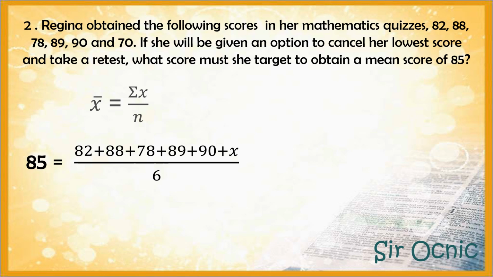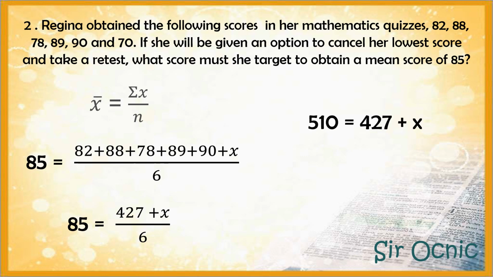Simplifying the numerator, you will have 85 is equal to 427 plus x all over 6. By cross multiplication, that will be 510 is equal to 427 plus x. By transposition, that will be x is equal to 510 minus 427, which is equal to 83. That means that she must obtain a score of 83 in replacement of 70 on her quizzes.